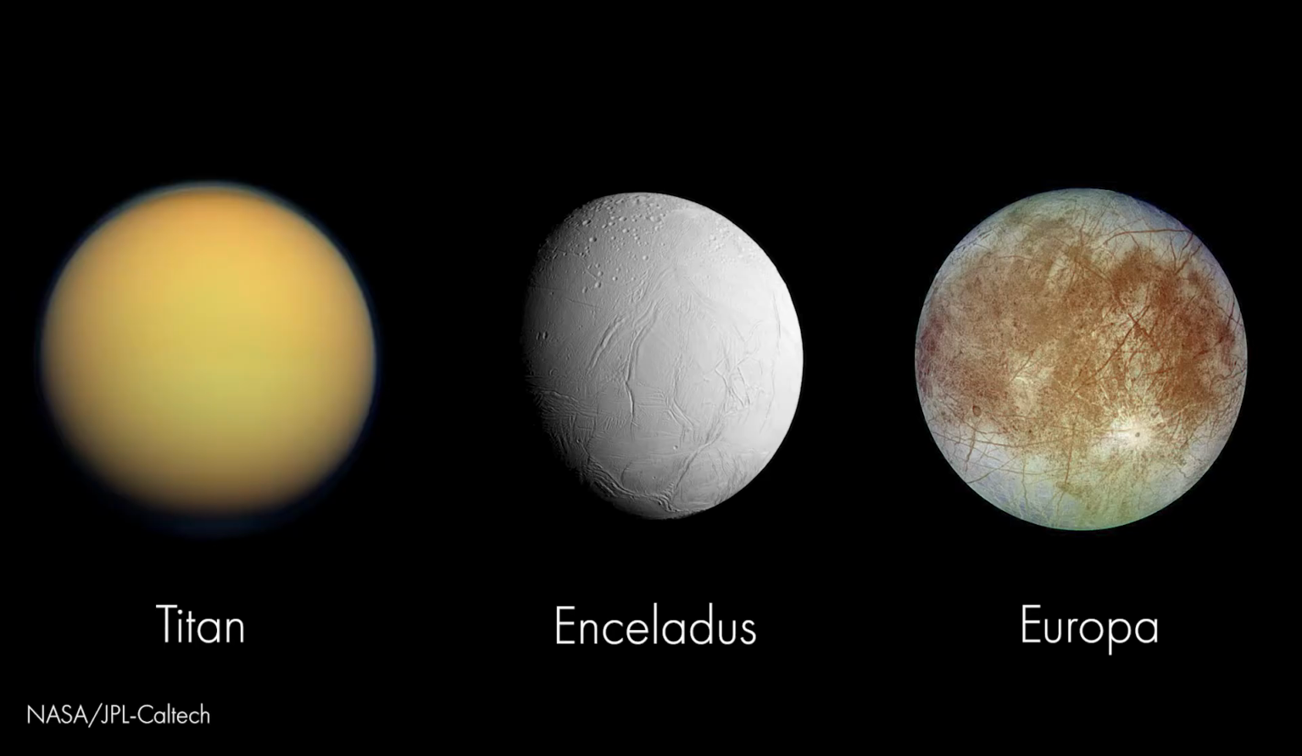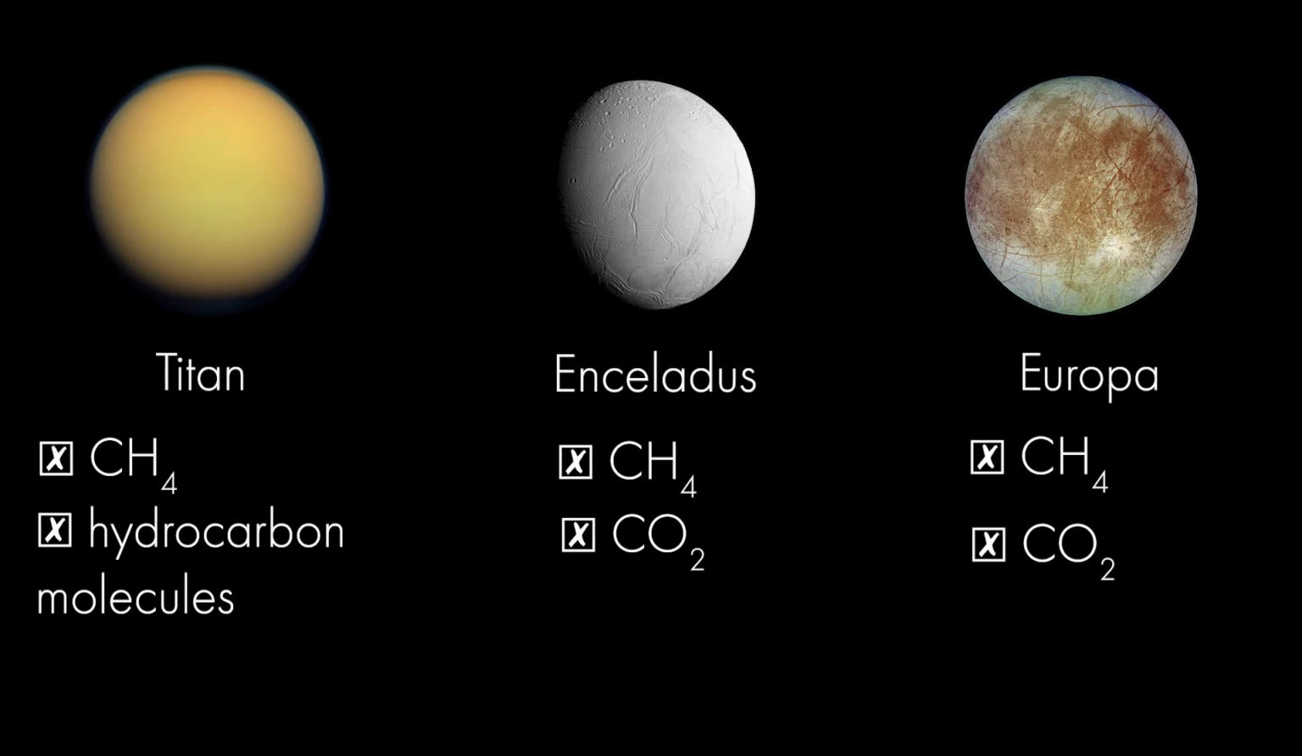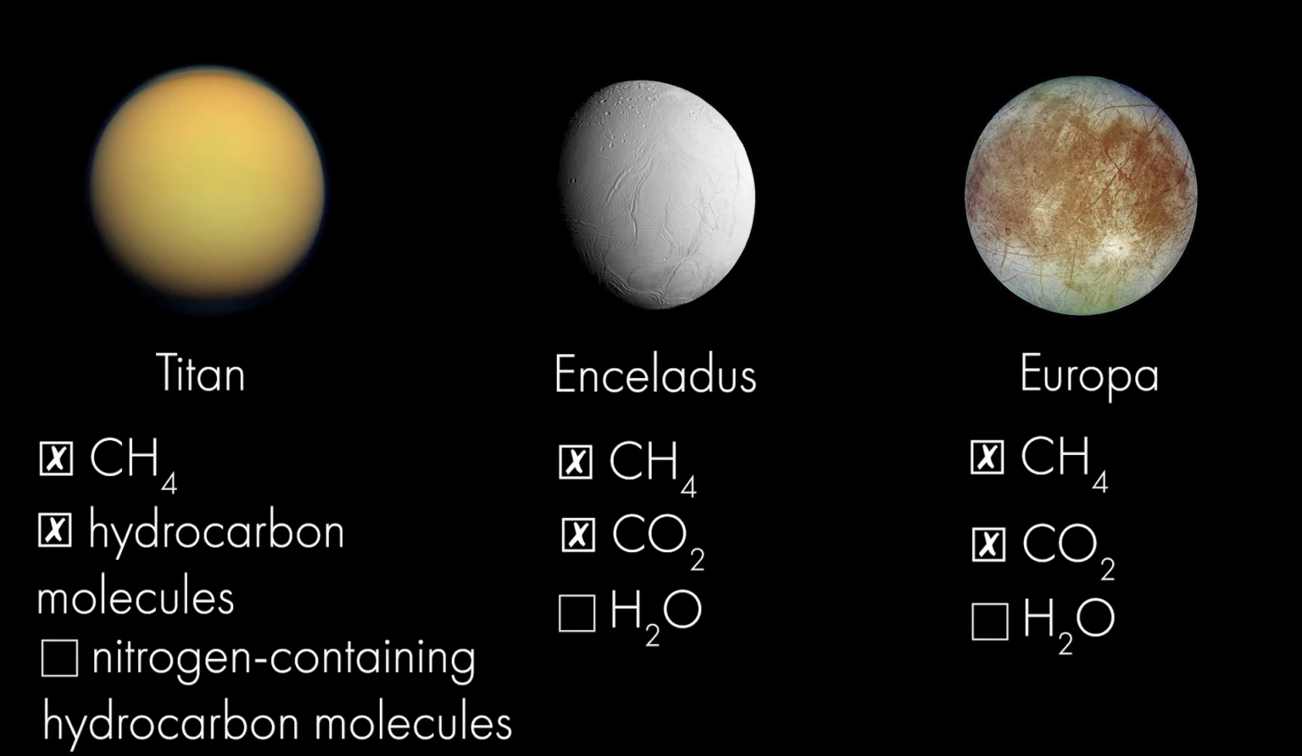In addition to observing planets outside of our solar system, JWST will observe the moons in our own solar system. Saturn's moons Titan and Enceladus, and Jupiter's moon Europa are all high-priority science targets. We have already identified carbon dioxide on Europa and Enceladus, hydrocarbon molecules on Titan, and methane on Europa, Enceladus, and Titan. We hope to find water on Enceladus and Europa, and nitrogen-containing hydrocarbon molecules on Titan.